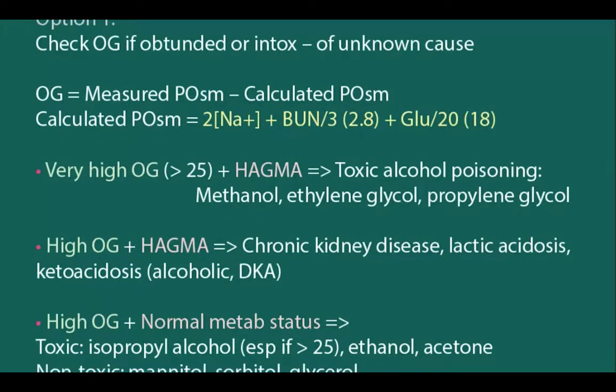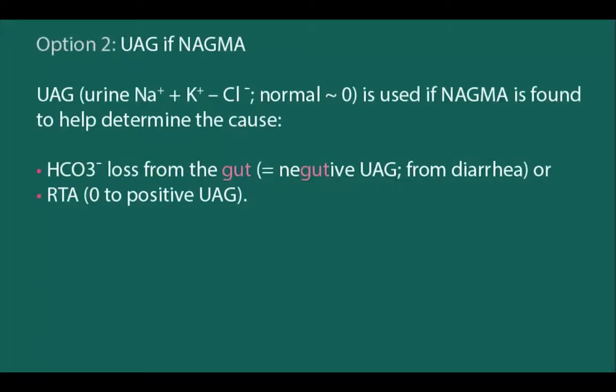Option number 2, you always do a urine anion gap if you have a NAGMA. Why is that? If you have a NAGMA, that means you have a normal anion gap metabolic acidosis. The most common causes are either a bicarbonate loss in the stool, usually from diarrhea, or hydrogen ion retention, usually due to an RTA. Urine anion gap is negative if it's gut loss. It's normally 0. And if it's 0 or positive, you think RTA.